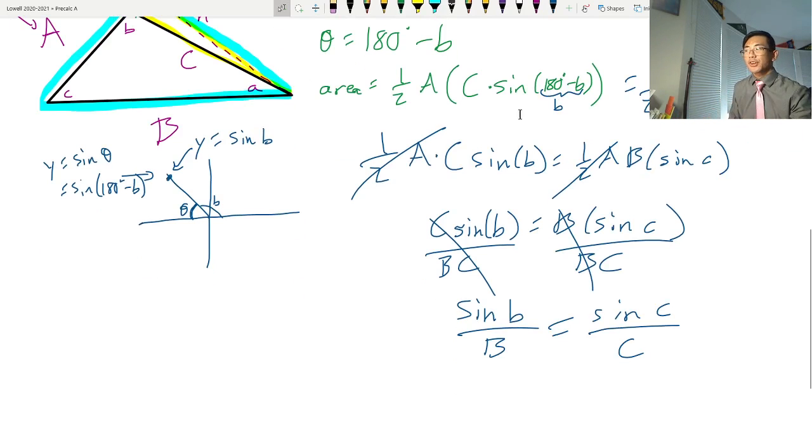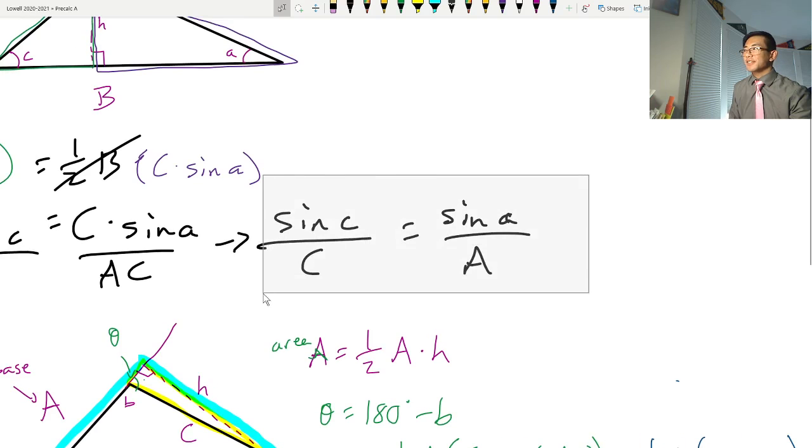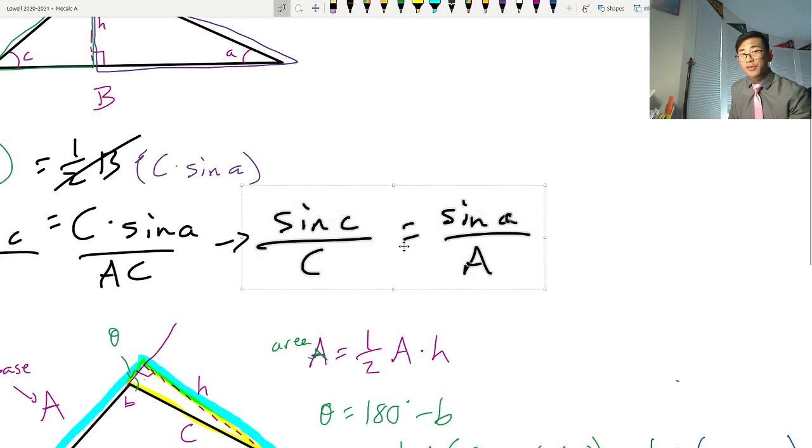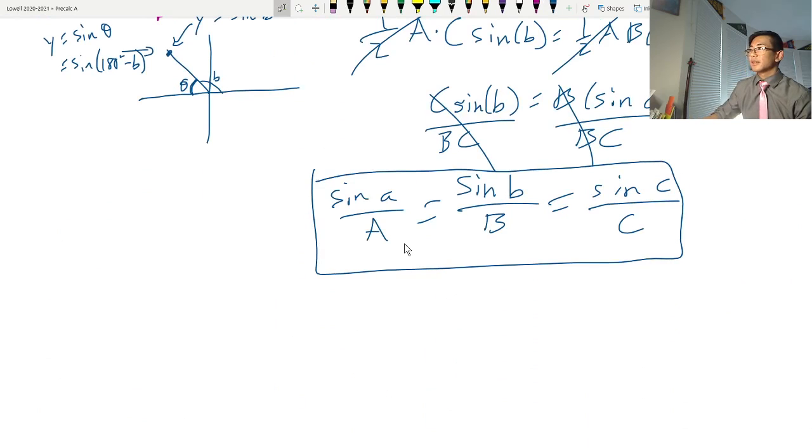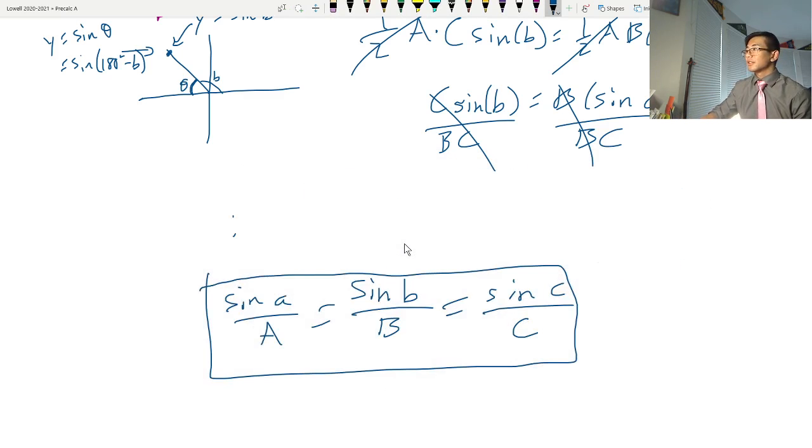Now if we go back to where we started, we already said that sine of C over C is equal to sine of A over A. And so we can throw that in here as well and say that sine of A over A is also equal to that. This is pretty cool, in my opinion, and something that deserves its own name. And it has its own name. This thing is called the law of sines.